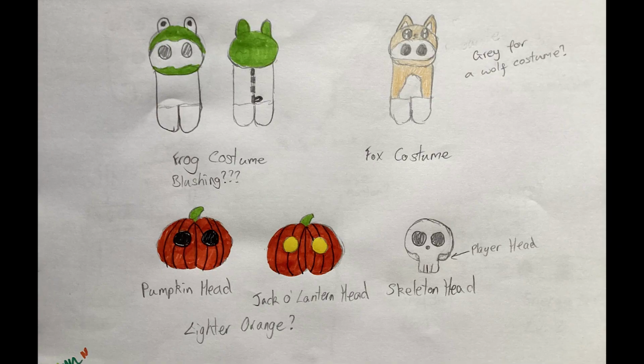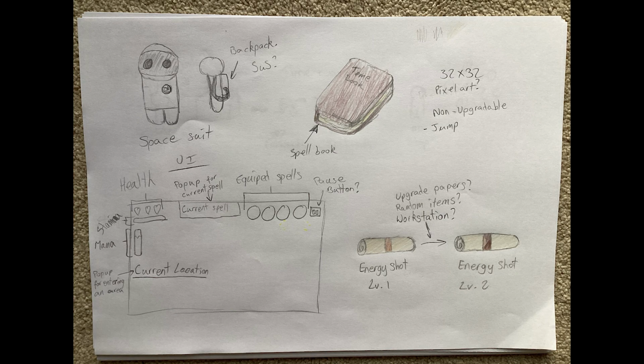I also have some concept art that I think would be really nice to add to the game. You can see the frog costume and the fox costume, as well as 2 pumpkin heads and a skeleton head. As well as that, you'll also be able to see some more of the concept art, for example a spellbook and a spacesuit costume, as well as some UI that I plan to add, and of course some upgradable spells.